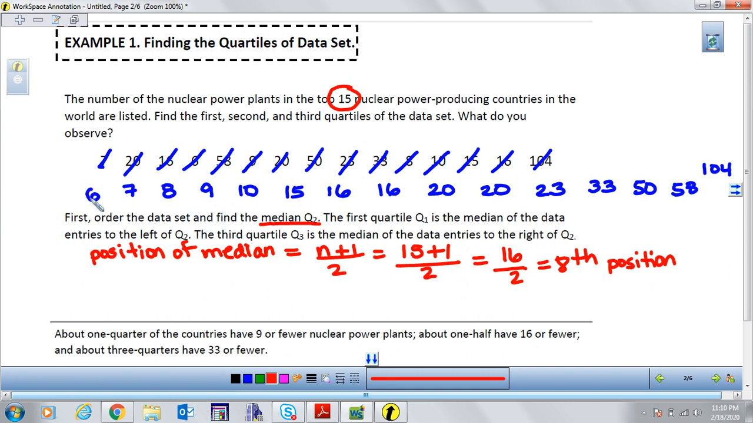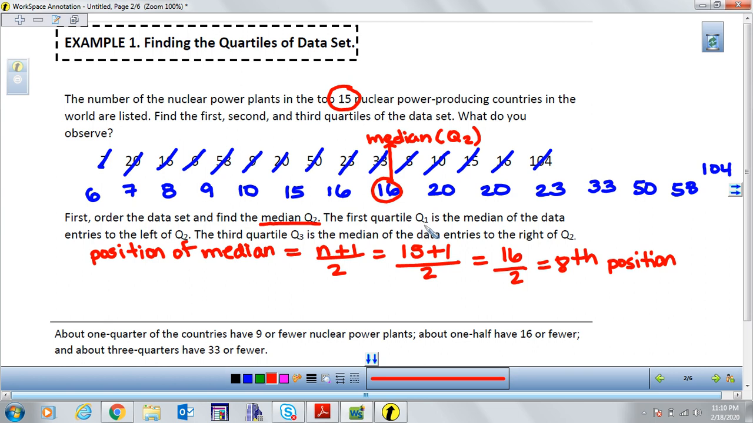So if we start counting, 1, 2, 3, 4, 5, 6, 7, 8. This one, I'm going to put an arrow here. It's my median. But remember that the median is actually the same thing as the second quartile all the time. So first, order the data set. We already did that from least to greatest. Then find the median or the second quartile. We already did that.